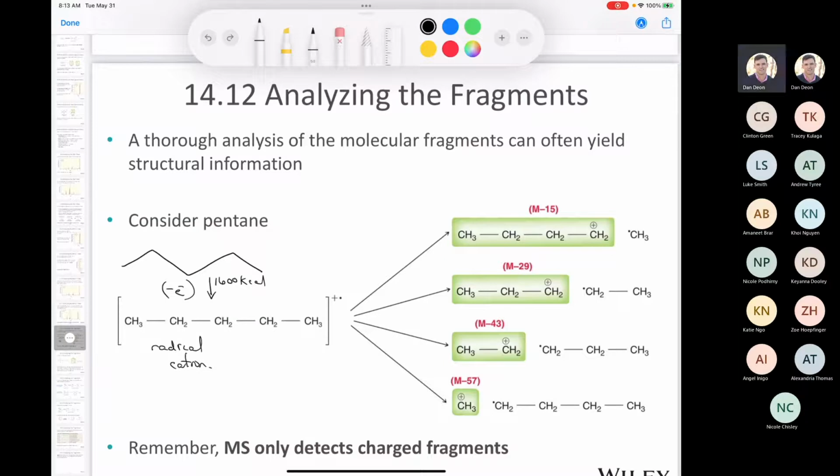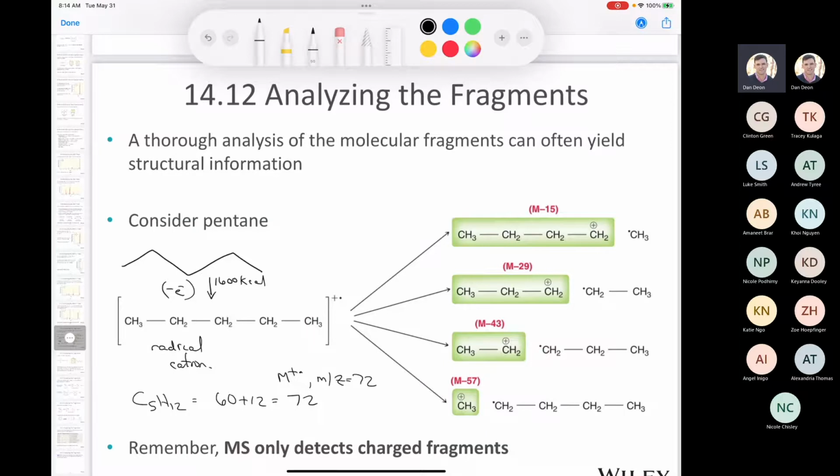Okay, so we would look for the parent ion, and if we want to calculate the mass of the parent, that would be C5H12. So we take 12 and multiply it by 5, which gives us 60. So we have 60 plus 1 times 12, which gives us 12. That gives us a mass over charge of 72. So we should see our molecular ion having a mass over charge of 72. Now that might be the base peak and it might not, but that is our parent.